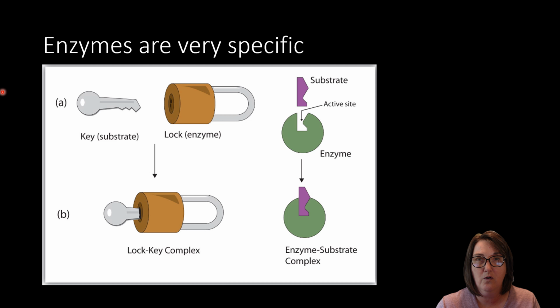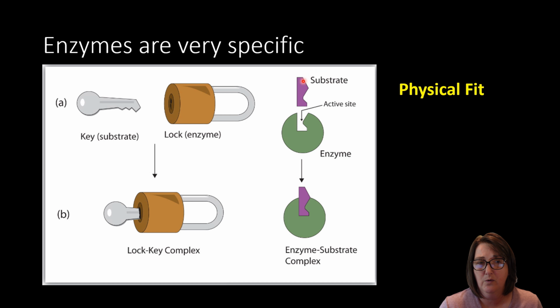If I go across the hall to the art room or I go to another classroom, an English classroom, I can't open up those doors. My substrate does not fit that lock. So substrates have to fit the enzyme that it's made for. There's a very specific active site, and the active site is a very specific shape to fit this substrate. So we call this a physical fit. This will go in and it will fit this substrate exactly.